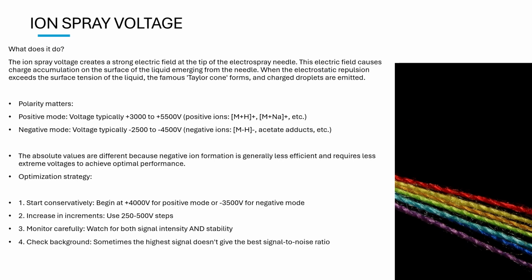So the optimization strategy would be to begin at positive 4000 volts, and for negative mode you can start with 3500 volts and increase in increments of about 250 or 500 volts, and you need to monitor the signal intensity and stability carefully. And also sometimes the highest signal doesn't give the best signal to noise ratio, so you need to monitor your background as well.